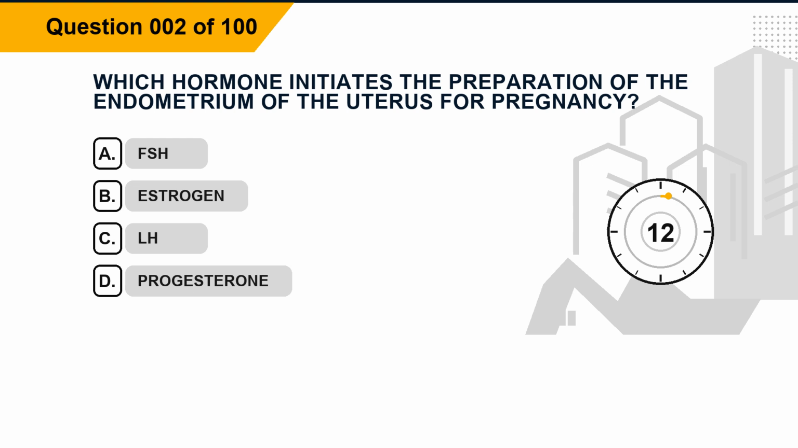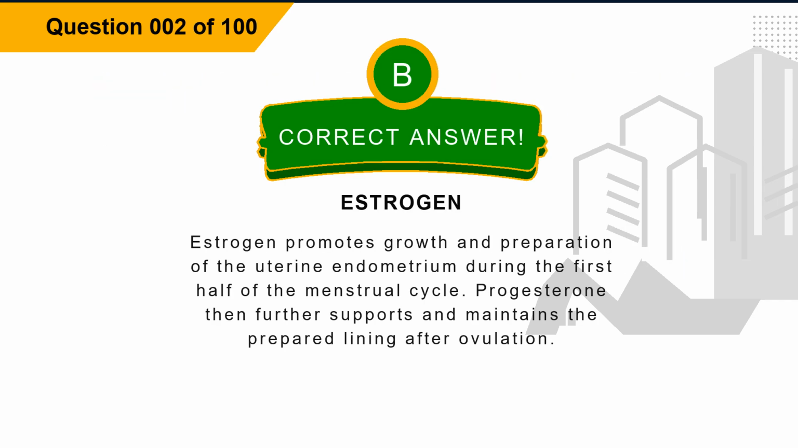Question 2. Which hormone initiates the preparation of the endometrium of the uterus for pregnancy? Option A, FSH. Option B, estrogen. Option C, LH. Option D, progesterone. The correct answer is option B, estrogen. Explanation. Estrogen promotes growth and preparation of the uterine endometrium during the first half of the menstrual cycle. Progesterone then further supports and maintains the prepared lining after ovulation.